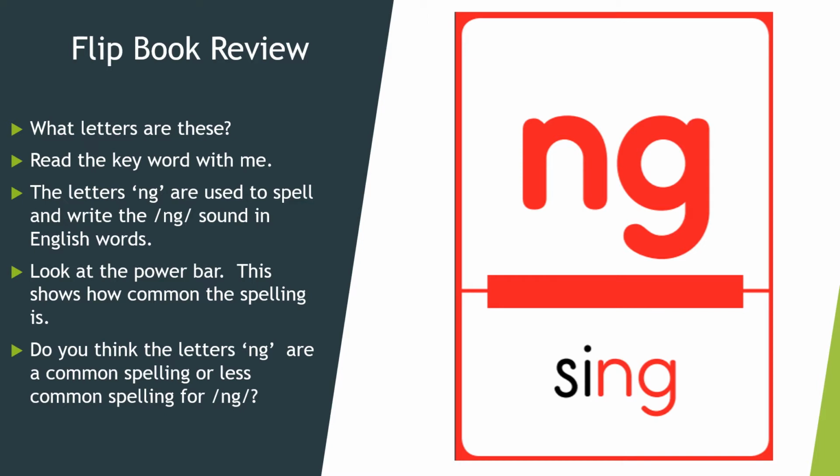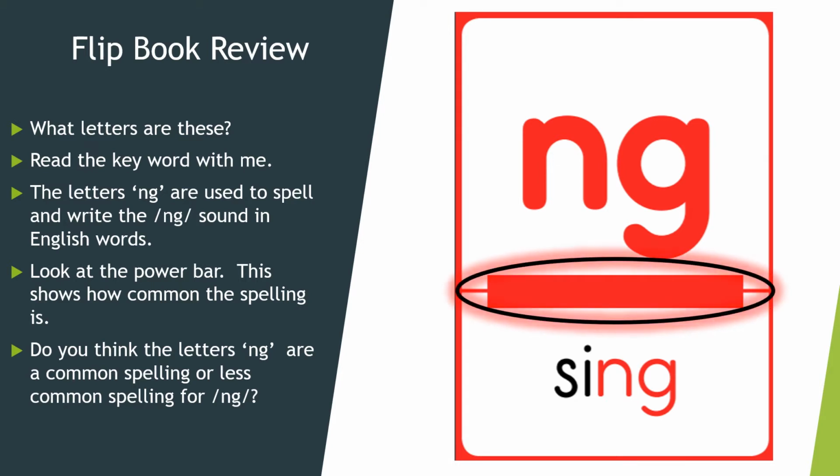What are the letters that you see here in red? These are the letters NG. Read the keyword with me. Sing. The letters NG are used to spell and write ng in English words. Say ng. Take a look at the power bar. This shows how common the spelling is. Do you think the letters NG are a common or less common spelling for the ng sound?